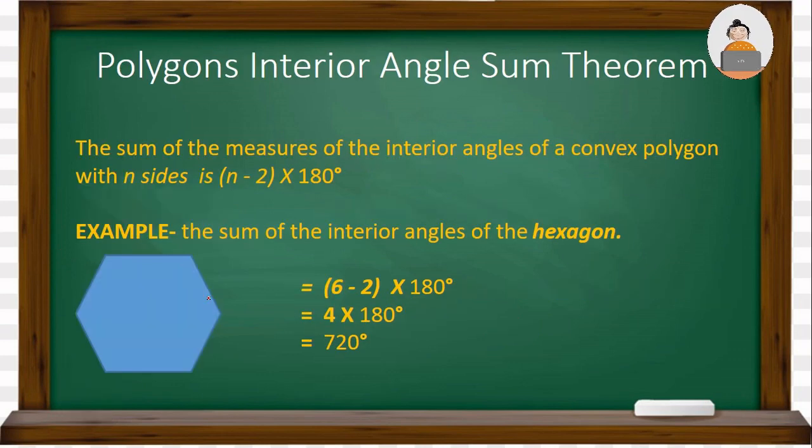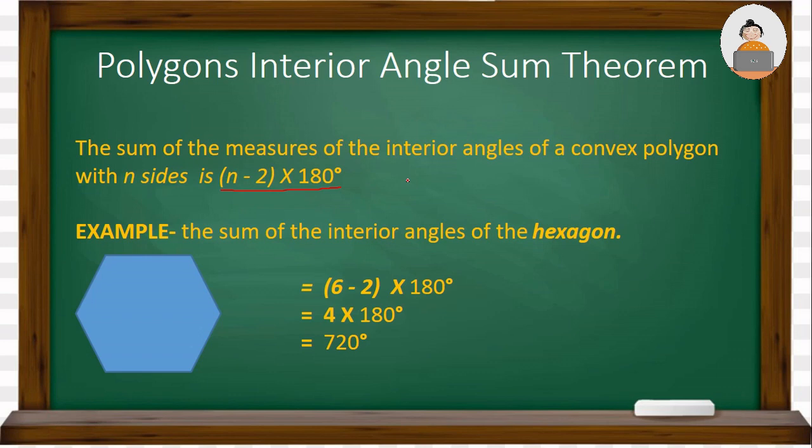So friends, the next topic that we are going to discuss is the polygon's interior angle sum theorem. The theorem states that the sum of the measures of the interior angles of a convex polygon with n sides is given by n minus 2 into 180 degree. This will be the general equation for polygons. We have talked about the pentagon in our previous slide.